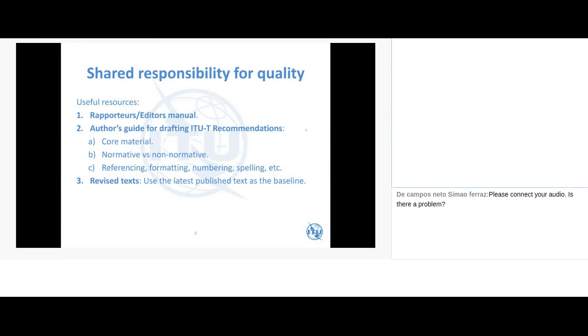In cases when you're revising an existing text, and I know in Study Group 16 you have a tradition of regularly updating texts, it's very important to take the latest published text from the web as your baseline. Otherwise, we risk losing some of the refinements and enhancements that come in during the editing process. So the same applies for approved text. The same also applies for TDs.